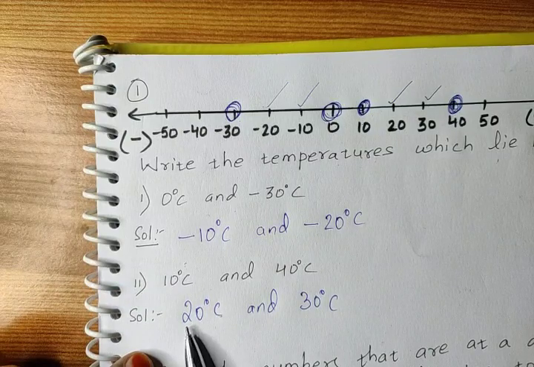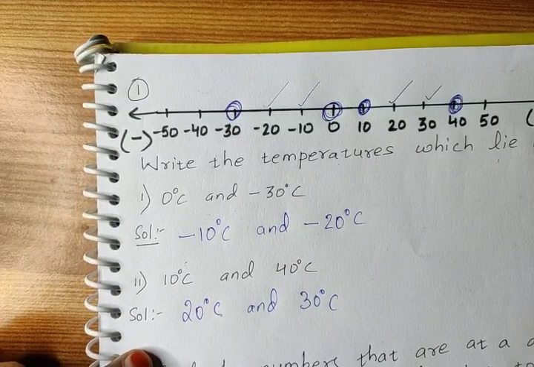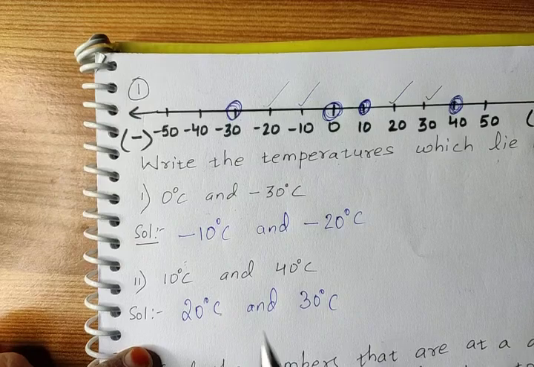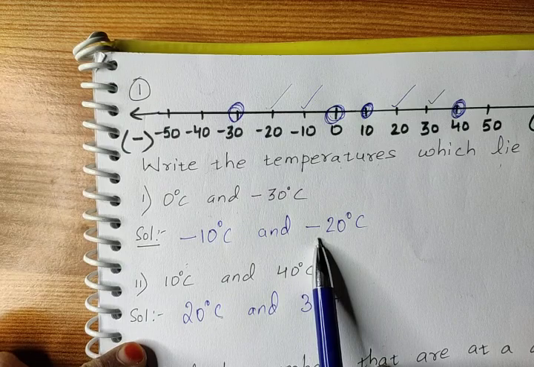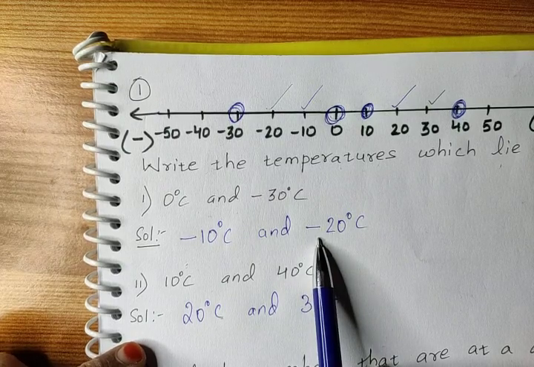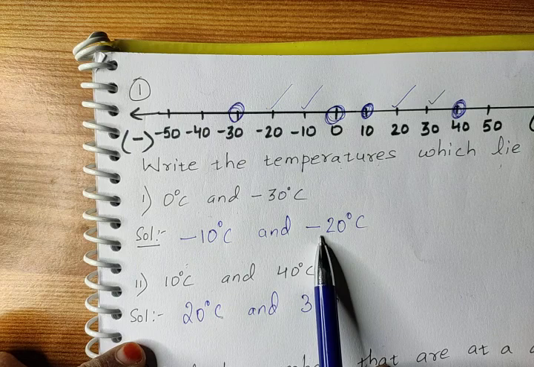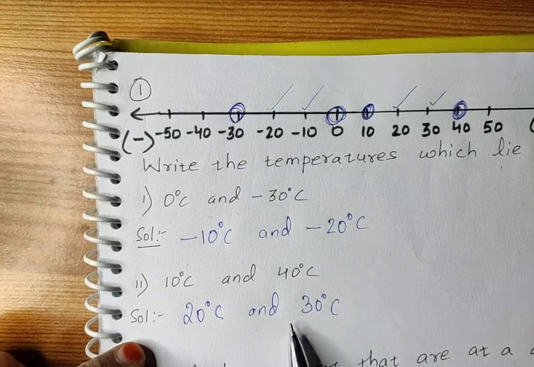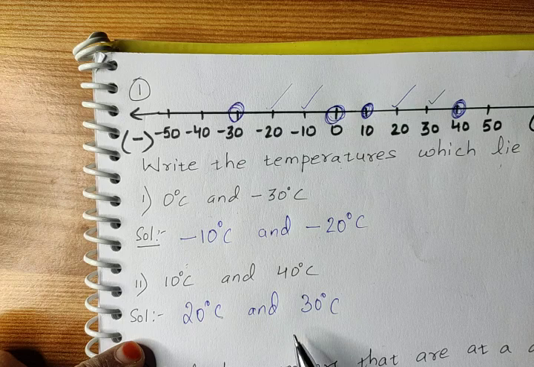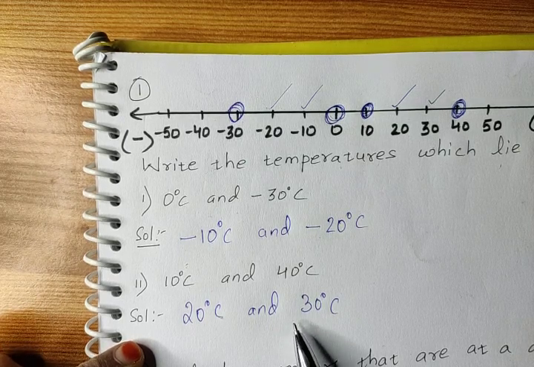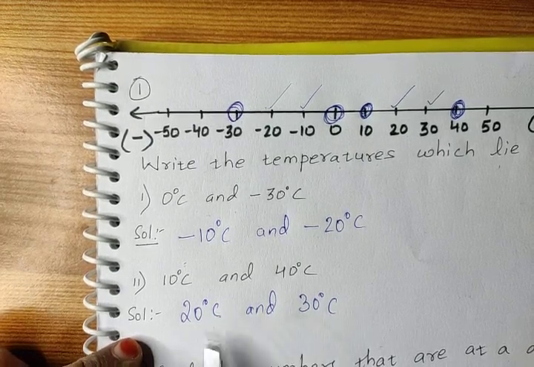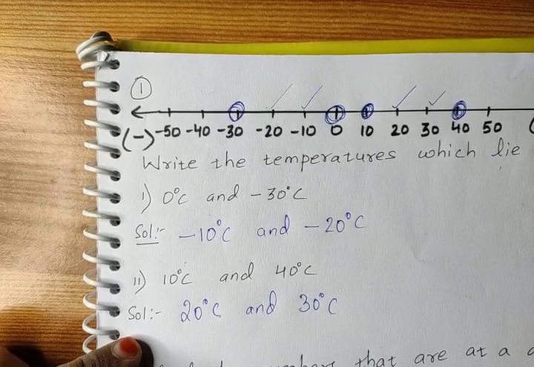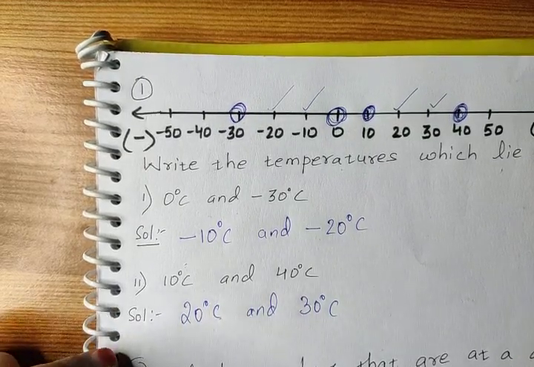But when we are writing positive, we are not mentioning plus. The reason is, whenever you write a negative integer, you compulsorily have to give the minus sign. But for positive integers, it is your wish. You can give plus, or if you do not give plus, it will still be considered positive. Clear, children? So this is our first question.